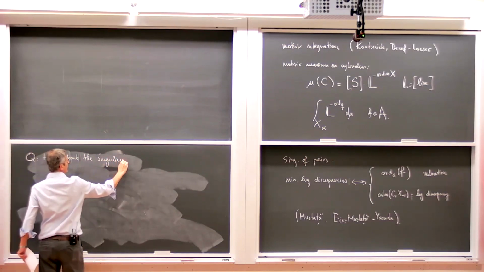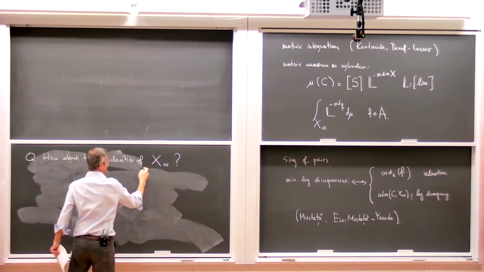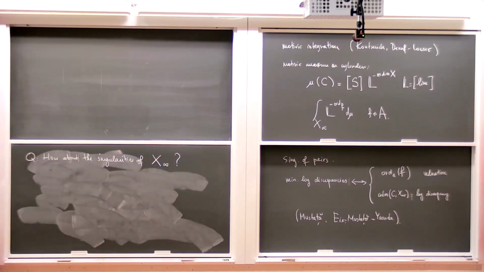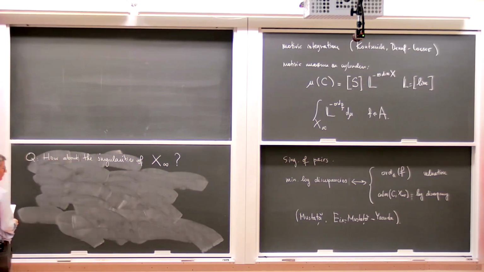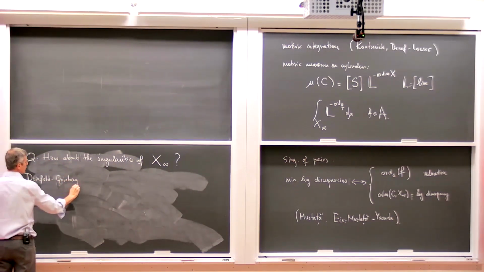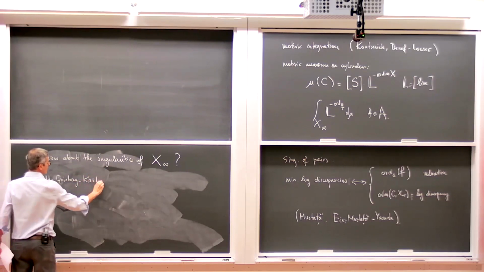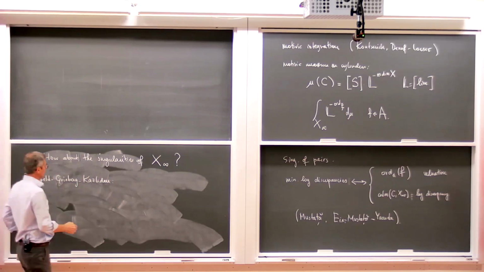the singularities of X infinity? And when I say the singularities of X infinity, again, I'm really thinking about what can I say about X infinity as a scheme. So there is a couple of theorems that I want to mention here. So the first theorem I want to mention is a theorem of Greenberg and Kasdan. So it says the following thing.